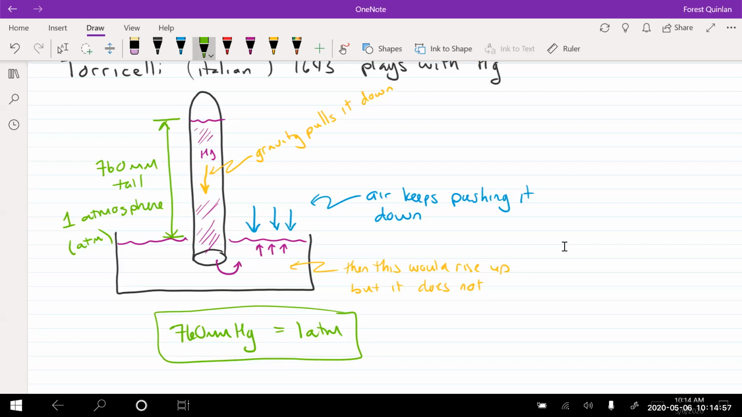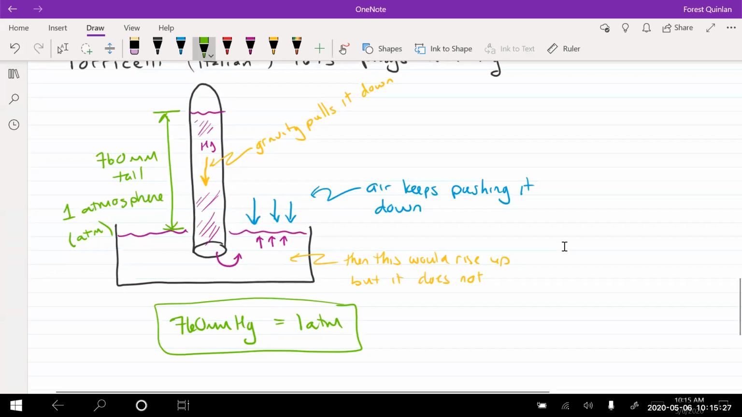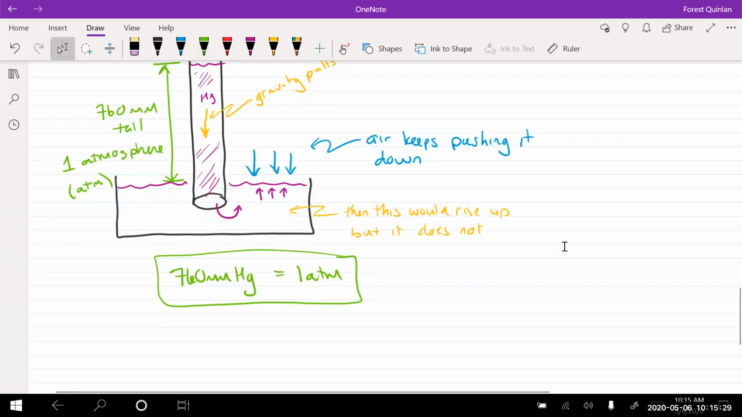So what he did by playing around, experimenting around, figuring out these different heights, and the widths didn't matter, by the way. It was all about the height. By making it, he zeroed in on this mystical, magical 760 millimeters would be 1 atmosphere's worth of pressure. Now, this is where it gets kind of fun. So far, so good. We now have a way of measuring pressure.